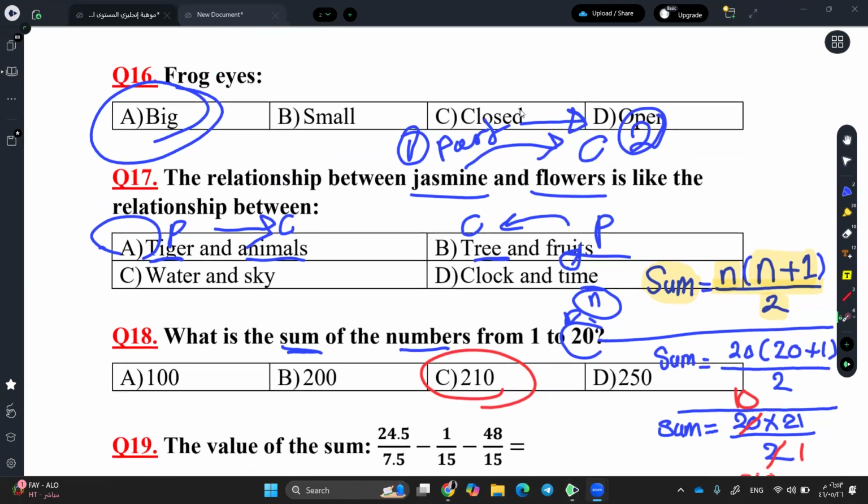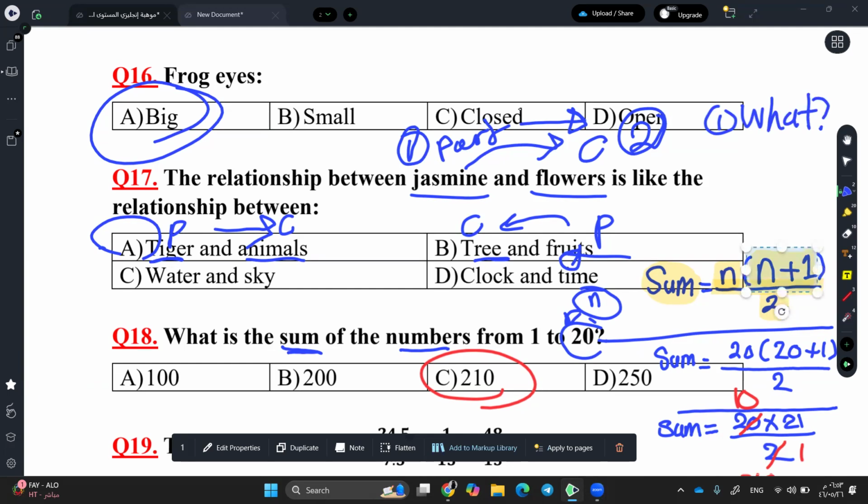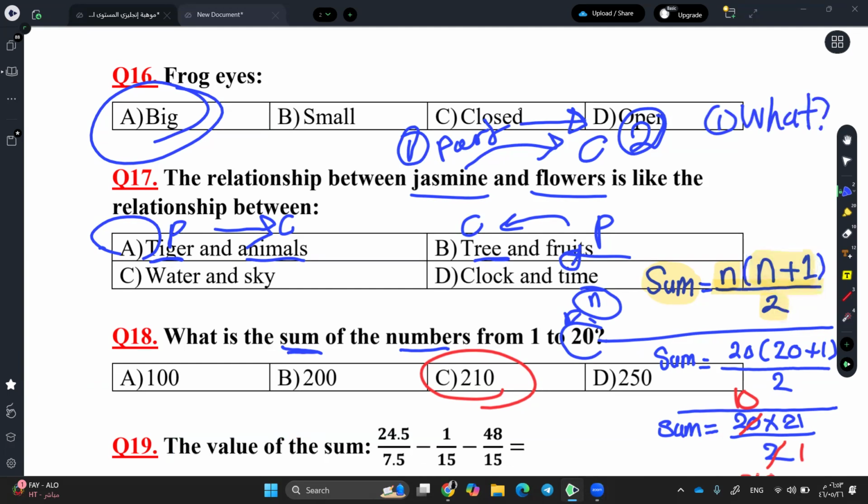For question number 17, the relationship between jasmine and flower. Do you remember when I'm telling you that for the relationship, first you're going to know what is the relationship? Is it the whole to the part, or used to, or live in, or work in, etc.? Okay, so what is the relationship? Here we know that jasmine is a part of a flower, right? So flower is the whole, and the part of it is jasmine.